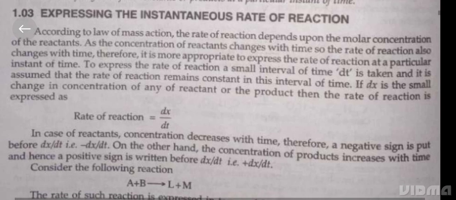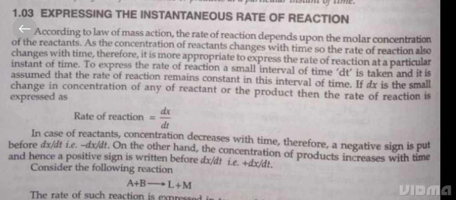Expressing the instantaneous rate of reaction. According to the law of mass action, the rate of reaction depends upon the molar concentration of the reactants. As the concentration of reactants changes with time, so the rate of reaction also changes with time. Therefore, it is more appropriate to express the rate of reaction at a particular instant of time. To express the rate of reaction, a small interval of time dt is taken and it is assumed that the rate of reaction remains constant in this interval of time.